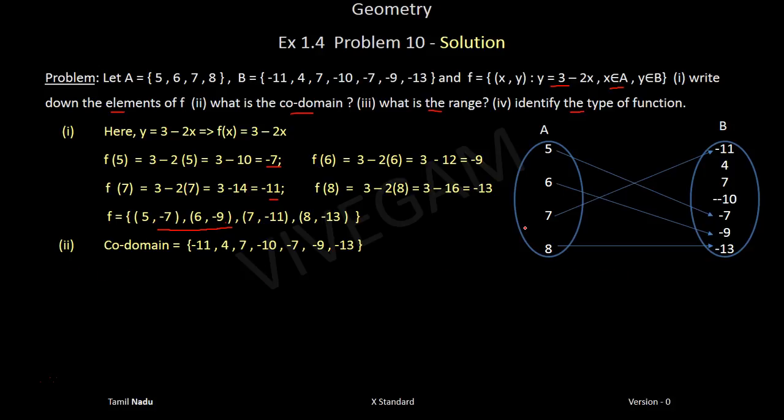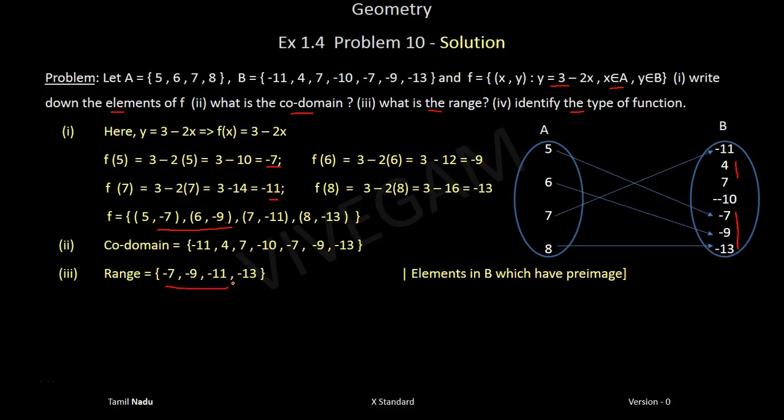Range is all the elements of B for which there is a pre-image. Right? So basically wherever it is connected. So in this case it's minus 11, minus 7, minus 9, minus 13, because only in these cases do you have a pre-image of 5, 6, 7, 8. But for the other elements like 4, 7, minus 10, they do not have a pre-image. So only these elements have the pre-image, and that is the range. In other words, it's all the second elements in the ordered pairs. You can see minus 7, minus 9, minus 11, minus 13. So that's the range. What's the next question?